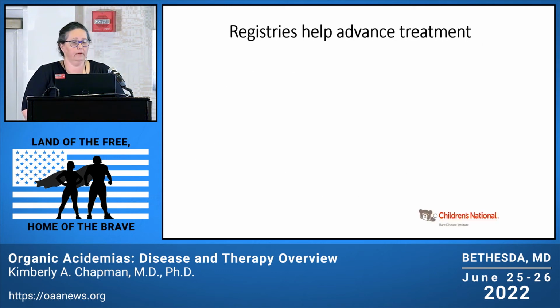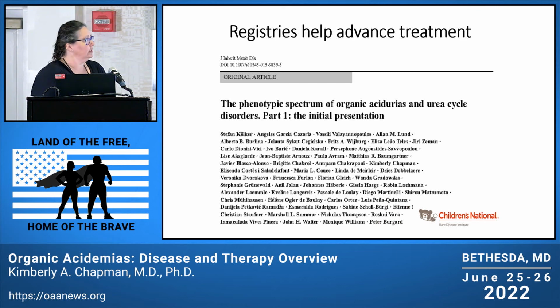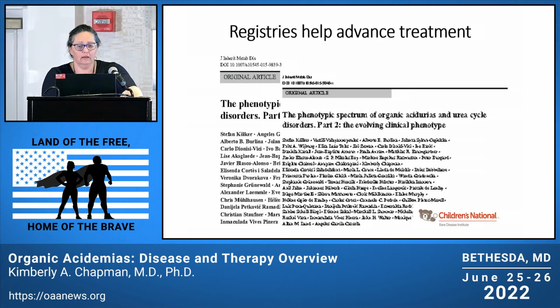So let's talk a little bit about registries. Registries help us advance treatment. For example, this comes out of the EIMD registry. You'll notice this is the phenotypic spectrum of organic acidurias and urea cycle disorders. This is talking about how people present as a cohort, not how you presented, but how a whole cohort presents. This is the clinical phenotype. This is where we actually got the extra information about IVA.